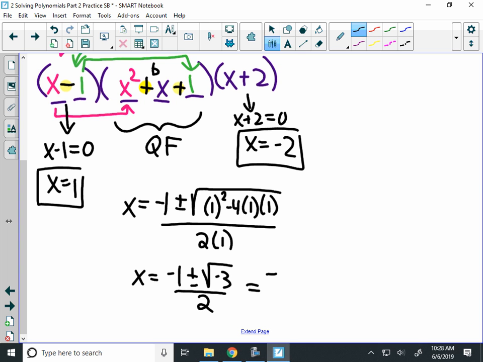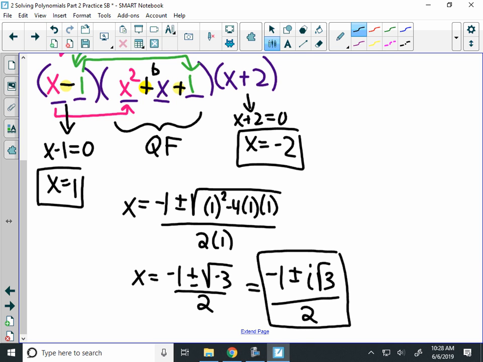I don't like the negative underneath, so I pull out an i in front. And that'll be your answer. Those are the other 2. Negative 1 plus or minus i radical 3 over 2. And I have all 4. Those are the roots in my boxes.